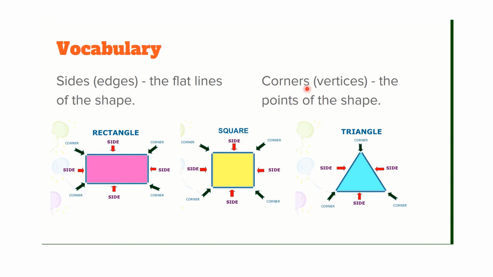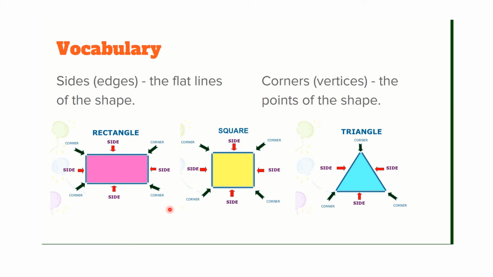Now, corners, another word for corners is vertices. Vertices or corners are the pointy part of the shape. This is where the two lines connect. This pointy part is called the corner, or another word for it is vertices. Now, edges and vertices are just a bigger word for sides and corners. For this week, we're just going to focus and call it sides and corners. And then next week, we are going to learn more about edges and vertices. So remember, sides are the flat lines, and corners are the points of the shape.